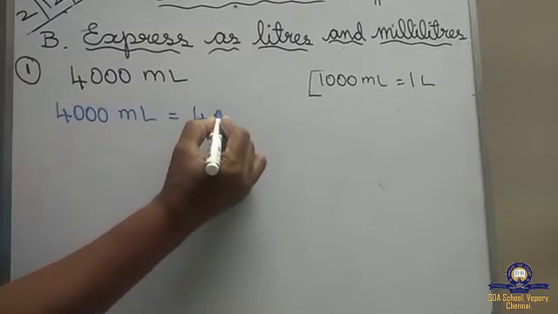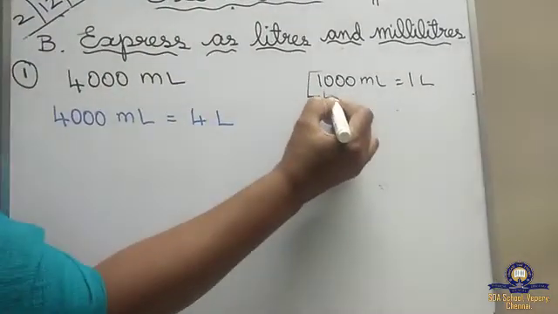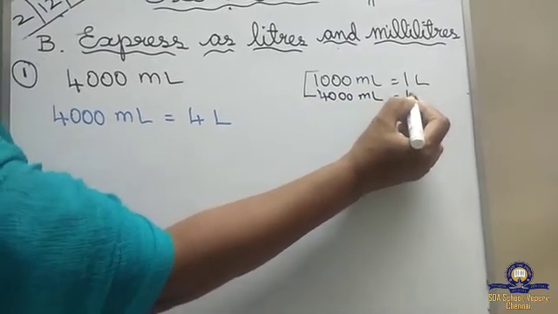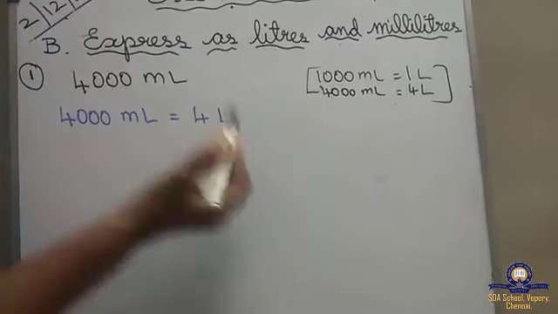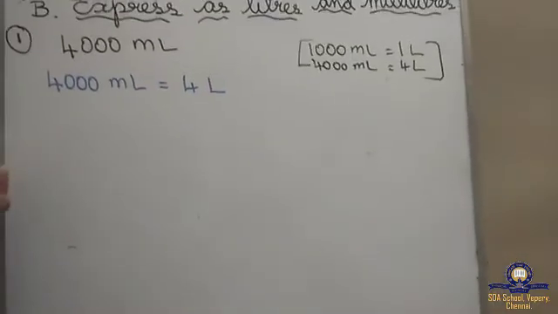4 liter. What will come? 4 liter. So 4000 milliliter is equal to what will come, children? 4 liter. Understood, children? 4000 milliliter is equal to 4 liter. You can divide by 1000. You have to divide by 1000.